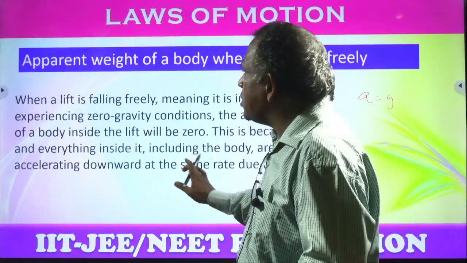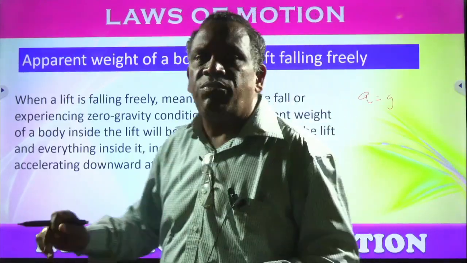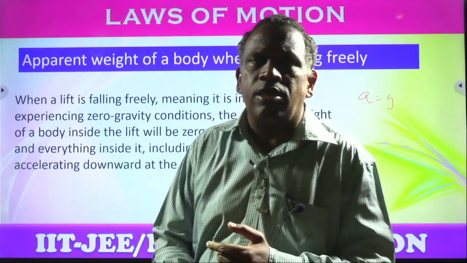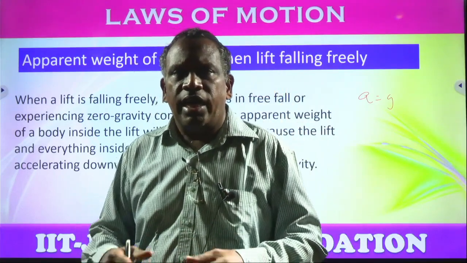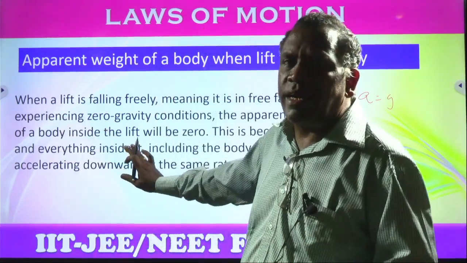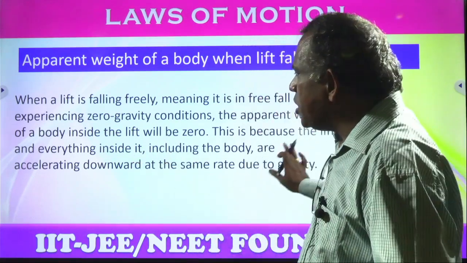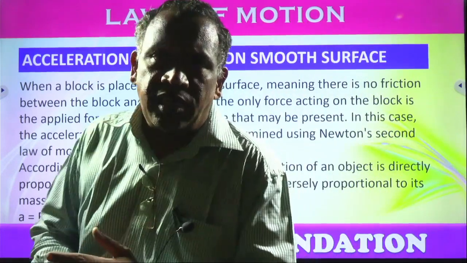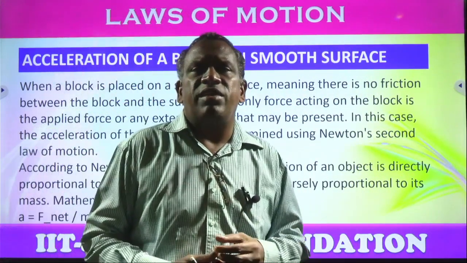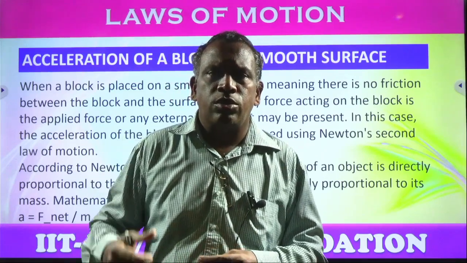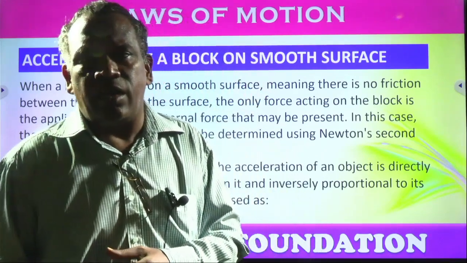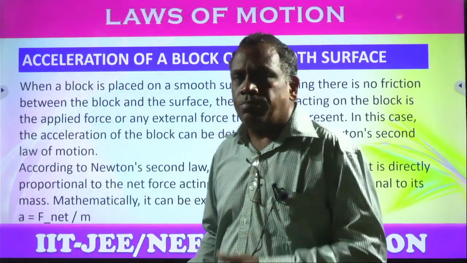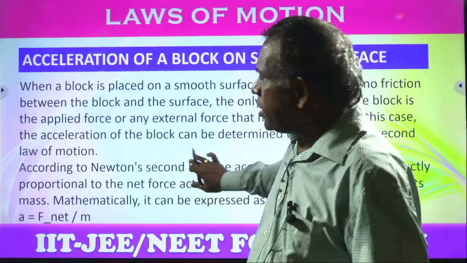Then the last case is the apparent weight of a body when the lift is falling freely. When the body is falling freely, the acceleration is equal to the acceleration due to gravity, hence the apparent weight is equal to 0. So these are the cases where there is some effect on the weight of a body due to motion, when the lift is accelerating upwards, accelerating downwards, stationary, etc. So this is the first topic.